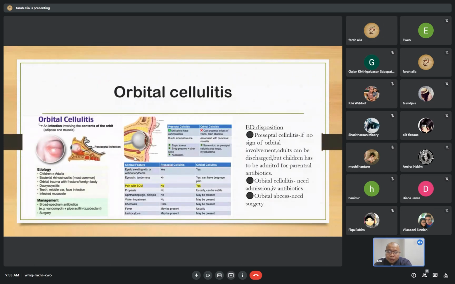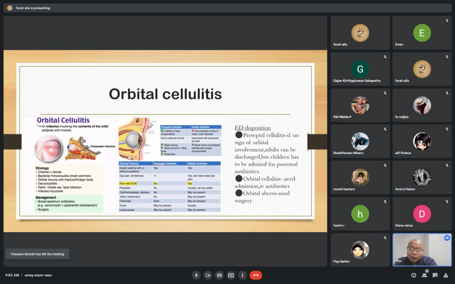Thank you. Okay, so this is something that you probably encounter dekat green zone. So as Farah mentioned, ED disposition tu kena, especially in children lah, periorbital cellulitis, orbital cellulitis, preseptal cellulitis, apa semua ni, you need to refer lah. And in order for your referral to be convincing, kena check lah all the clinical features ni. Bila refer tu kena mention lah, ada proptosis ke tak, ada ophthalmoplegia ke tak, ada vision impairment dan sebagainya.